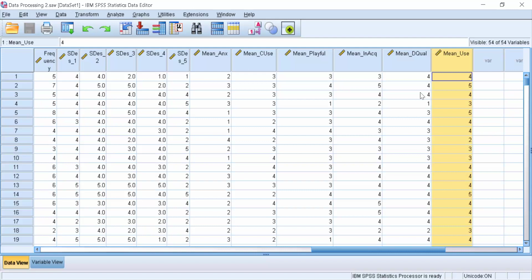You can have any number of independent variables, but you need to have only one dependent variable. My dependent variable is mean underscore use. So the one that you are finding highlighted, this is my dependent variable. I need only one dependent variable. So the only dependent variable is this use.